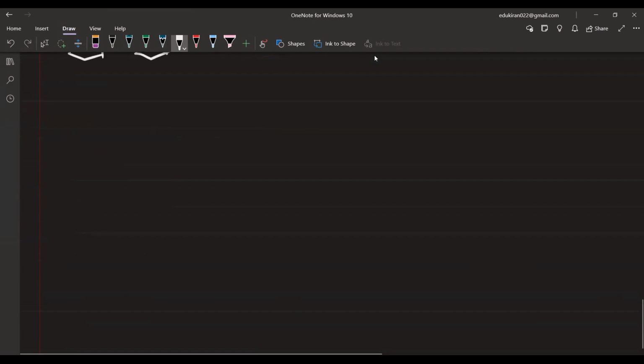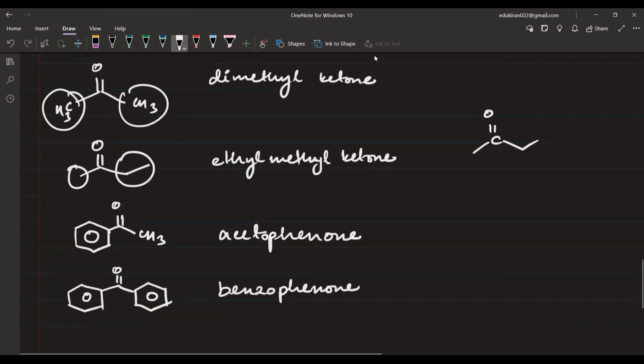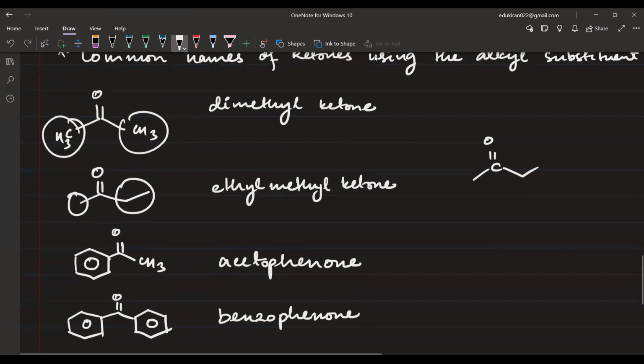Right, next. Now I will not be discussing IUPAC nomenclature because I have already discussed it in the haloalkane and haloarene chapter. In that I have done the complete IUPAC nomenclature. So if anyone has any difficulty, please refer to those lectures. And if you still cannot write the IUPAC names for a structure, please message me.